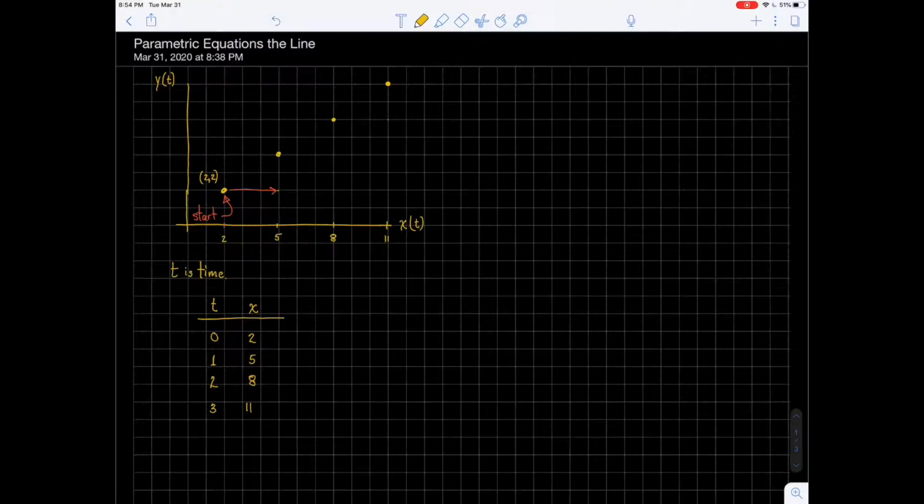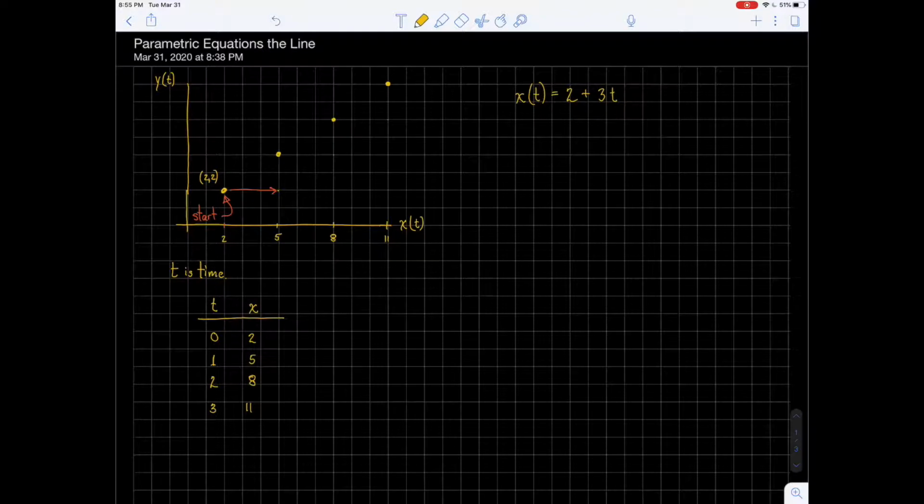So I can write that x of t, we'll write it over here, x of t starts at, when time is 0, it's going to be 2. And then after that, it moves 3 units for each 1 unit of time. So that's how our x's work.